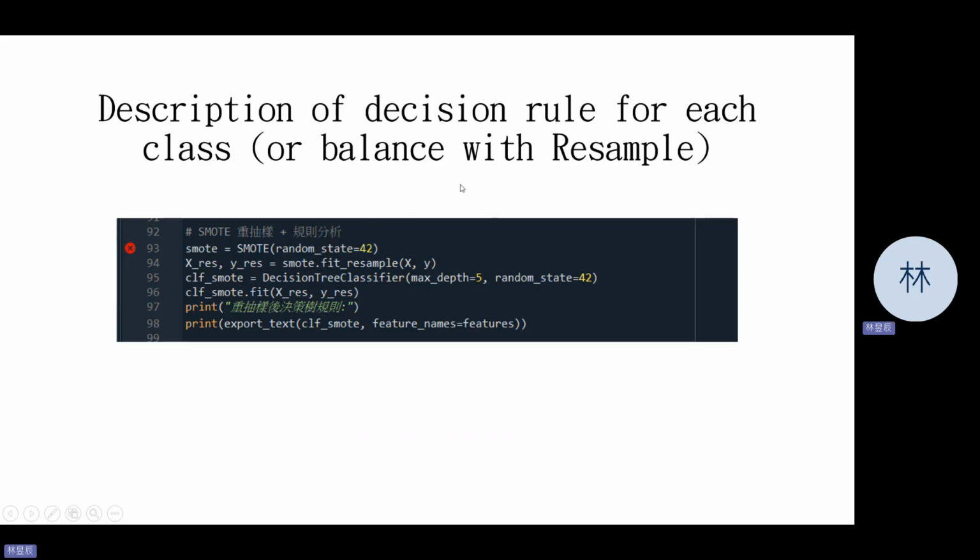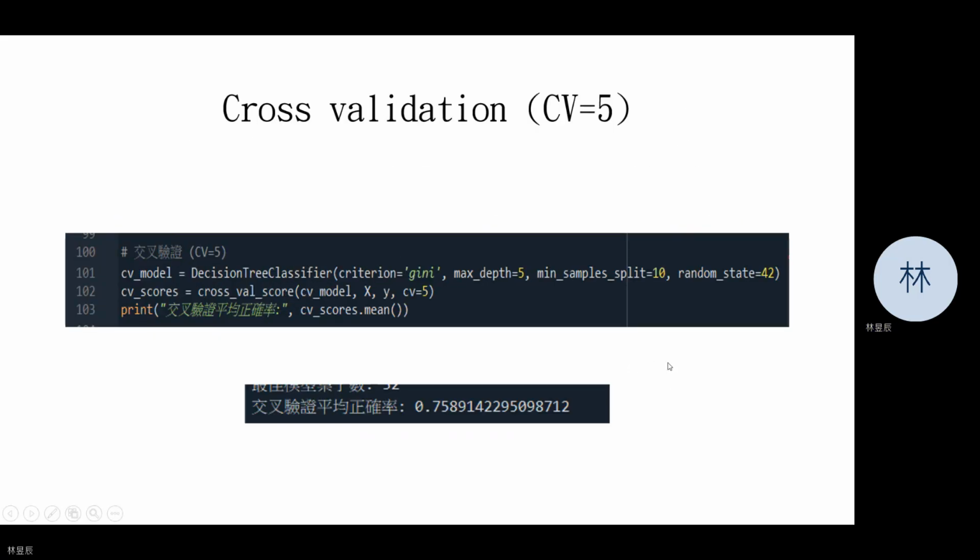And this is a description of decision rule for each class or balance with resampling. I have installed the SMOTE related package for an afternoon, but it still doesn't work, so please don't give points for this page and the back of the SMOTE related code. And this is a cross validation. The cross validation average accuracy is 0.7.